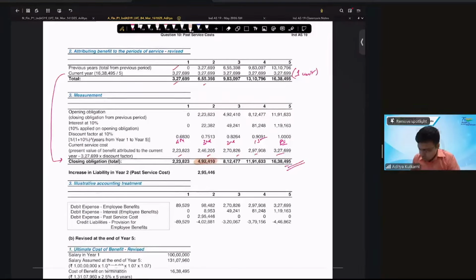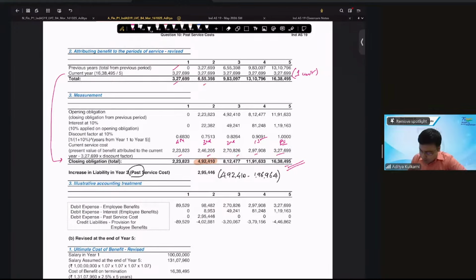All right. So this 2,95,000 is nothing but 4,92,410 minus 1,96,964. This is closing balance year 2 as per the new plan, minus closing balance year 2 as per the old plan. This is a past service cost for the services already rendered in year 1 as well as up to the change of the plan. This is your past service cost.